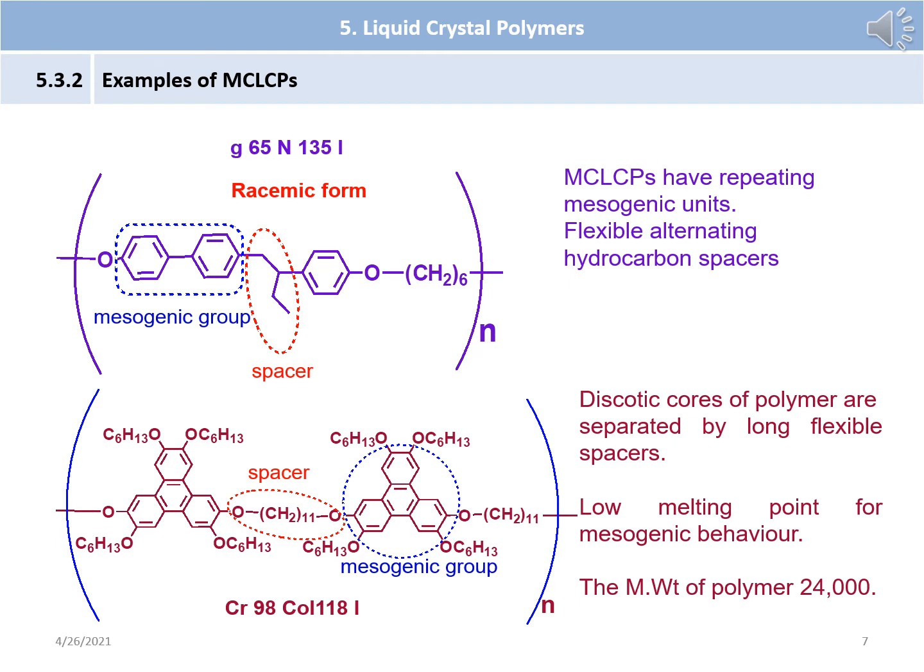The second example shows main chain liquid crystal polymers with discotic cores, circled in blue, separated by long flexible spacers. The long flexible spacers are responsible for the low melting point for the mesogenic behavior. Because of the discotic cores, this type of mesogen will exhibit columnar phase.